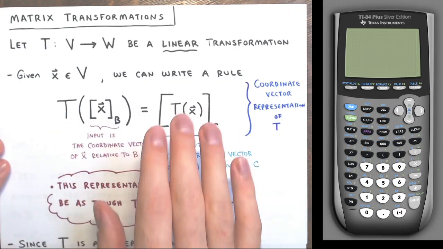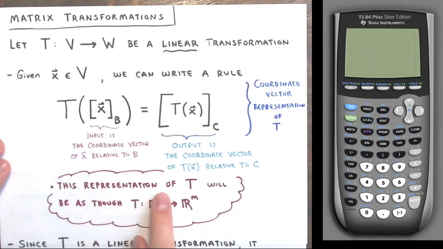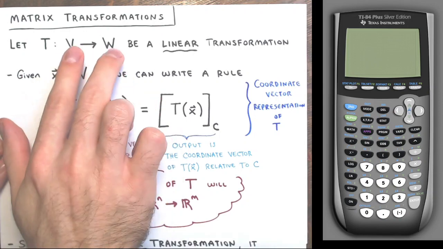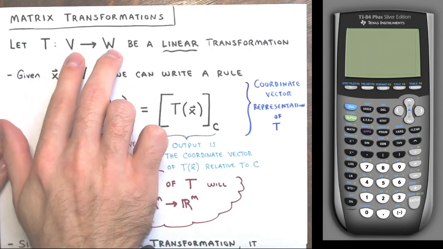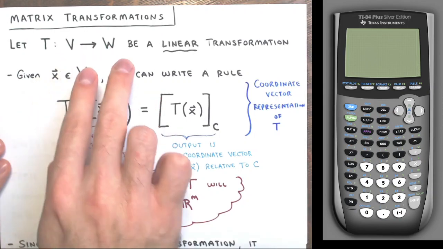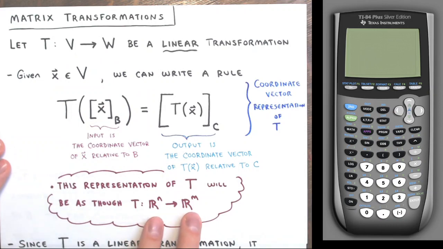So this representation of T will be as though T is a transformation from R^n to R^m. It'll be just like this, even though it's not. We're just going to take a general linear transformation and, again, represent it as one that's between Euclidean spaces. All right, so you'll see in a minute when I get through some examples.